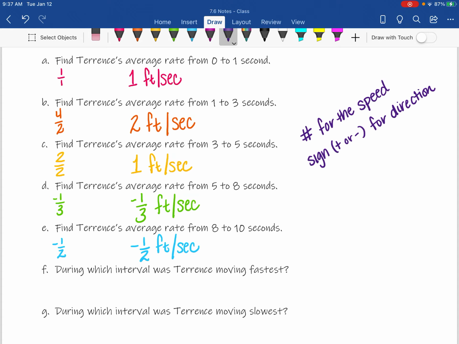So we have 1, 2, 1, 1/3, 1/2. And we're trying to figure out where Terrence is moving the fastest. Well, our slope or our rate is our speed. So we want the largest number. So the largest number would indicate the faster speed. So it looks like 2 would be our fastest rate, and that is happening between 1 and 3 seconds.